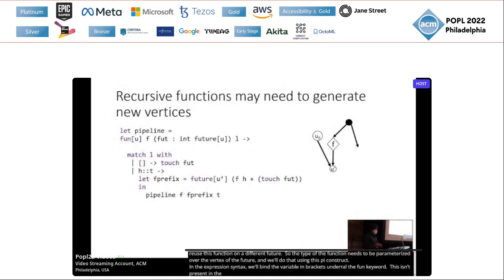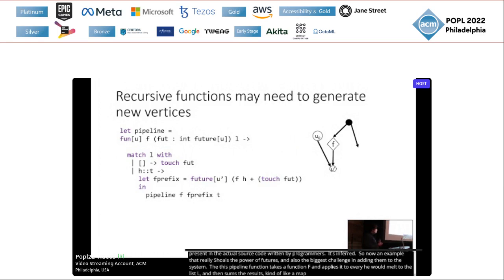So now an example that really shows the power of futures, and also the biggest challenge in adding them to the system. So this pipeline function takes a function f and applies it to every element of the list L, and then sums the results, kind of like a MapReduce. But it pipelines the maps and additions.